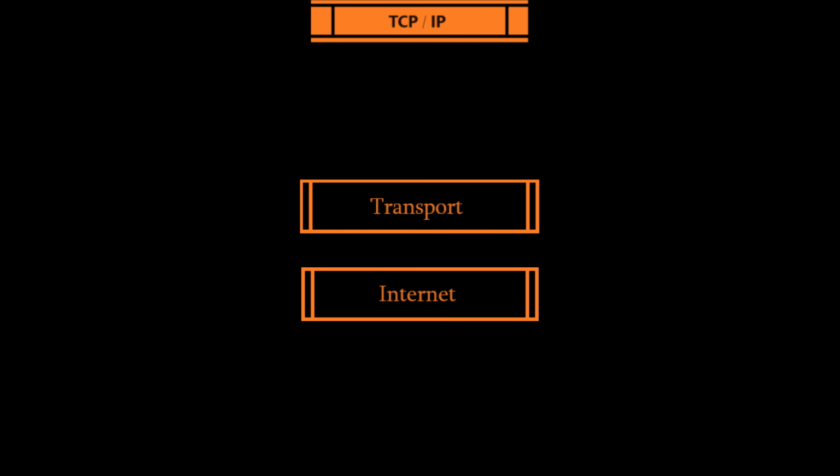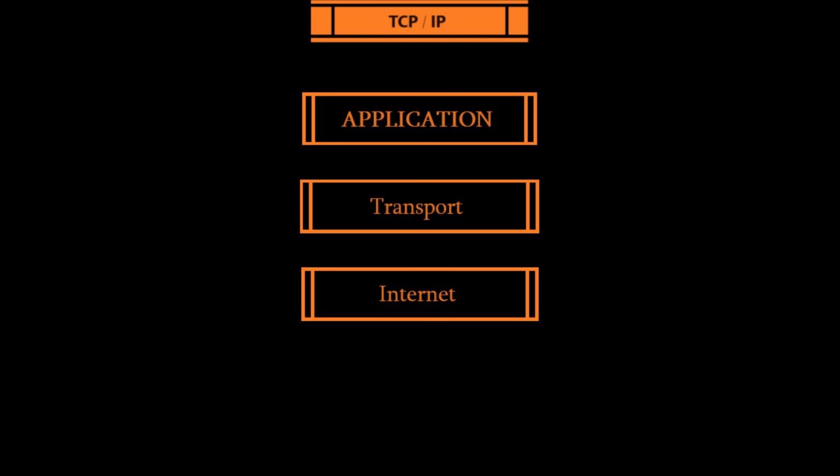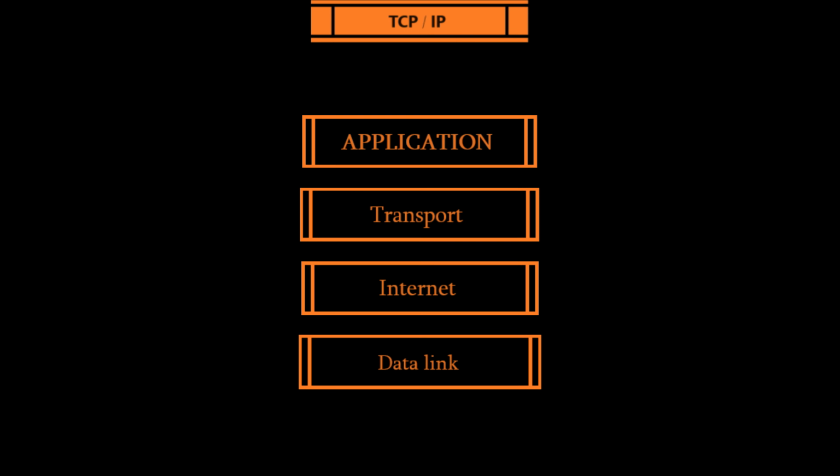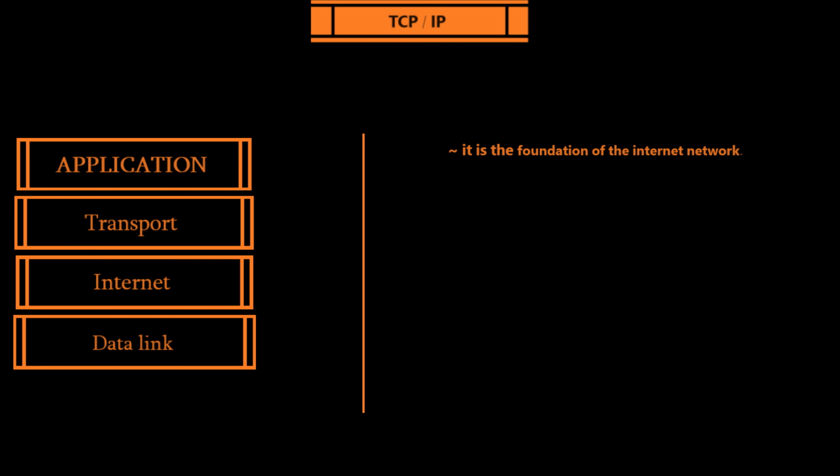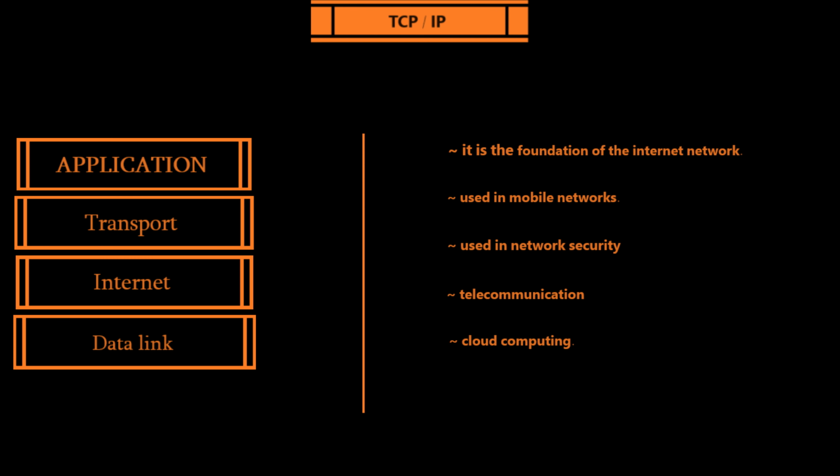Besides the transport and Internet layers, TCP/IP has another two layers. One of them is the user interface, and it is called the application layer, whereas the other one is a linker, an interface for the physical and hardware components. It is called the data link layer. Those four layers together form the TCP/IP model, which is the foundation of the Internet, mobile networks, network security, telecommunication, cloud computing, Internet of Things, and others.